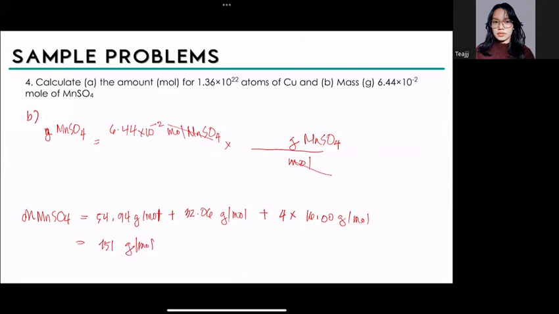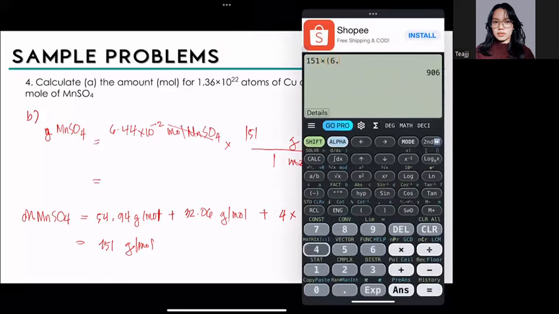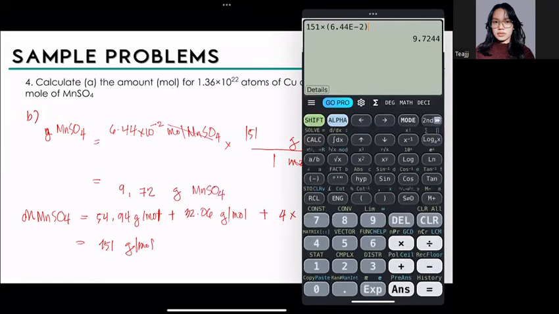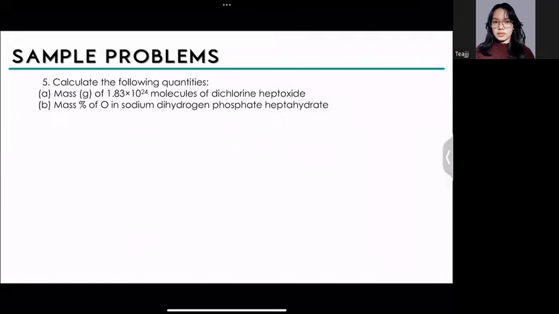And then 151 times 6.44 times 10 to the negative 2. So now you have 9.72. So three significant figures only. Grams MnSO4. Okay? Now, following that, we have number 5.